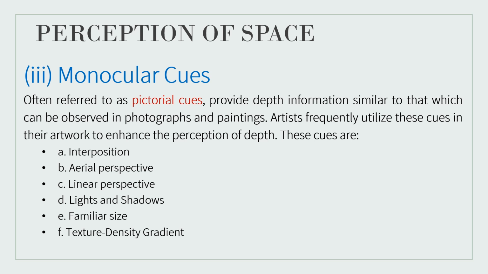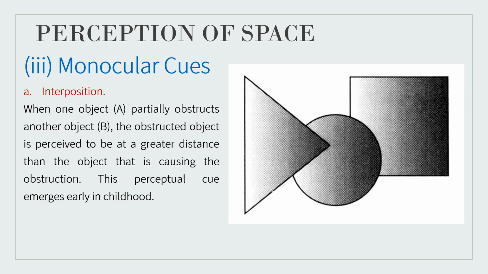Monocular cues are referred to as pictorial cues, which by means of a picture provide depth information similar to that which can be observed in photographs and paintings. And this is used frequently by artists. These monocular cues are interposition, aerial perspective, linear perspective, light and shadows, familiar size, texture and density gradient. What are these? We will look at them. This is the monocular cues.